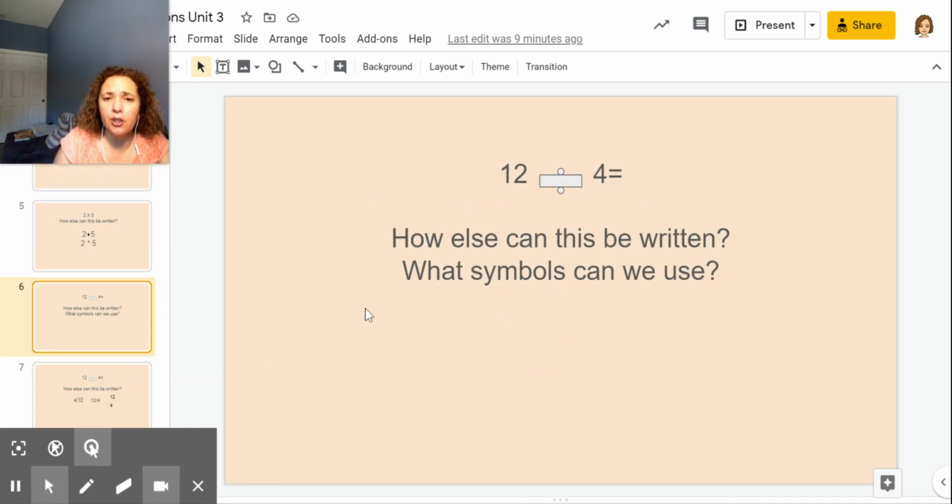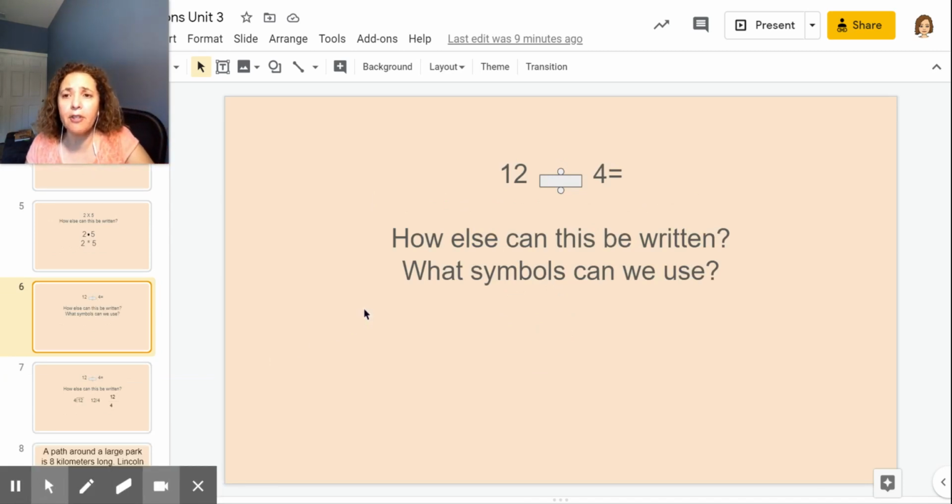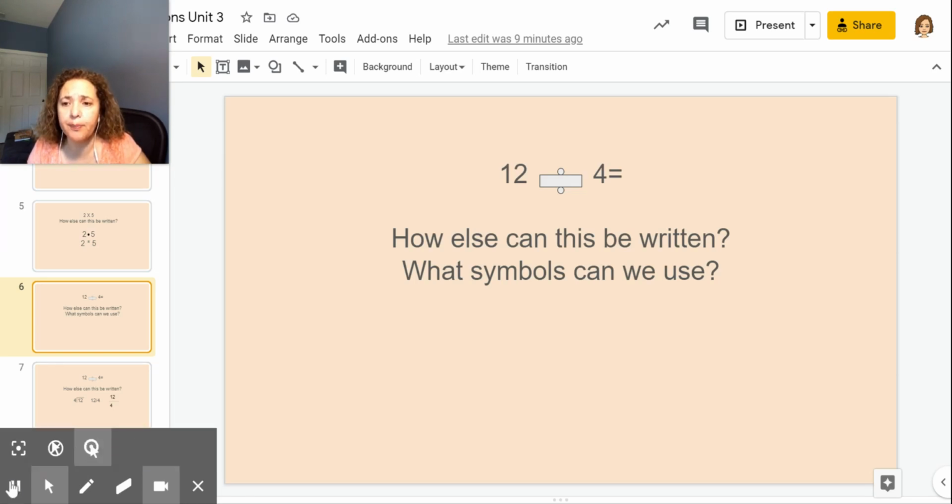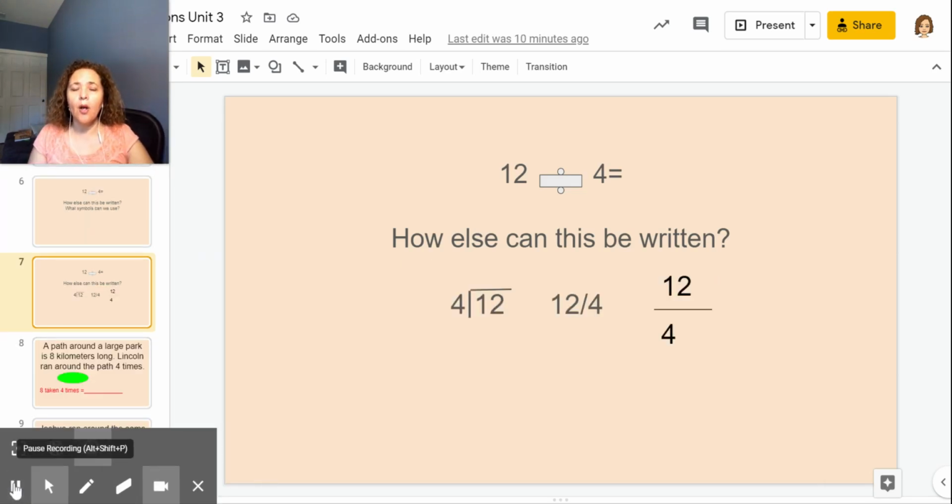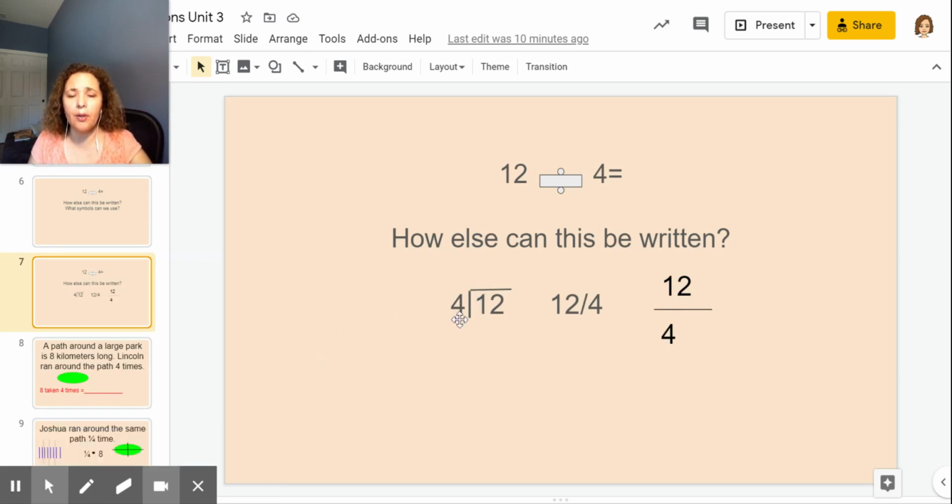Okay, what about division? So we know that division is the opposite of multiplication, right? They're a fact family. How else can you write the division? What other symbols can you use for division? Pause the video and write that down. Okay, so you can also write it with this symbol here, with the little lines, 12 divided by 4. And remember, you can also write 12 divided by 4 with the slanted line or in fraction form.